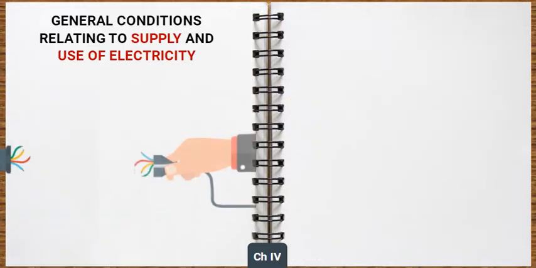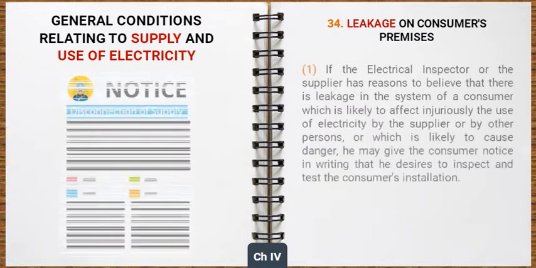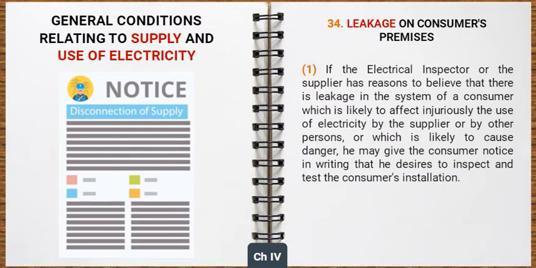General conditions relating to supply and use of electricity. Next, we will learn about the conditions related to leakage on consumers' premises. If the electrical inspector or the supplier has reasons to believe that there is leakage in the system of a consumer which is likely to affect injuriously the use of electricity by the supplier or by other persons, or which is likely to cause danger, he may give the consumer notice in writing that he desires to inspect and test the consumer's installation.